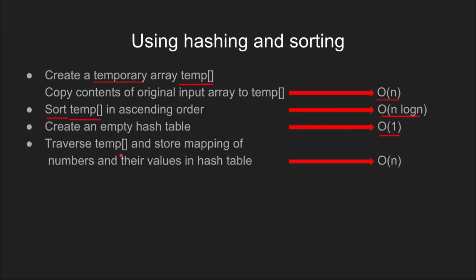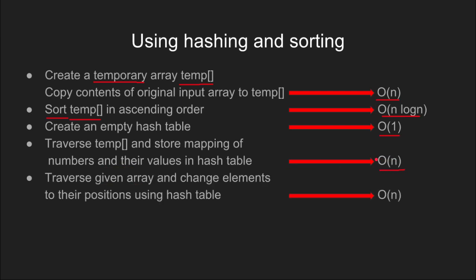After this, we traverse the array temp and store the mapping and the values in the hash table that we created in the last step. This takes O of n time. At last, we traverse the given array and change elements to their position using the hash table. Again, this step takes O of n time. The overall time complexity of this solution is O of n log n.